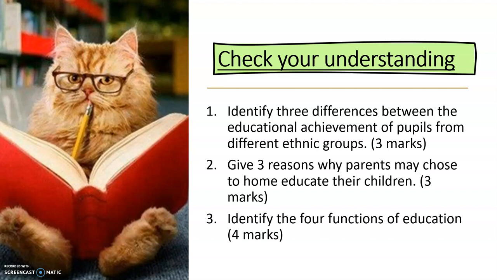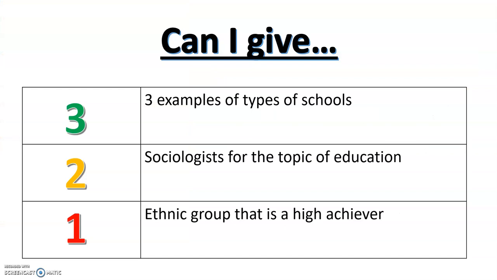So some practice questions to have a go at, because this is just quite a short lesson, is could you identify 3 differences in education achievement? So this would be things like who does well, who doesn't do as well. Could you give 3 reasons why parents might choose to home educate? And can you remember what the 4 functions of education are? This was right at the start of the topic. So you might want to have a go at these in your own time. So yeah, have a go, and I'll see you next lesson.